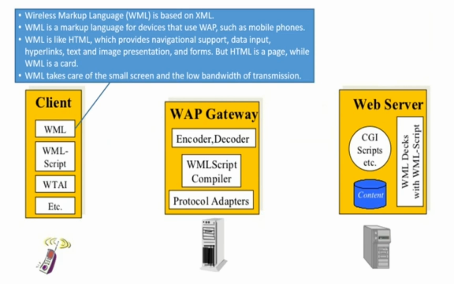So, when we use a mobile phone which has the web, it is used to access the internet with the help of WML. WML is like HTML. It provides navigational support, data input, hyperlink, text and image presentation. But the only difference is that HTML is a page while WML is a card. Finally, WML takes care of the small screen and the low bandwidth of transmission.